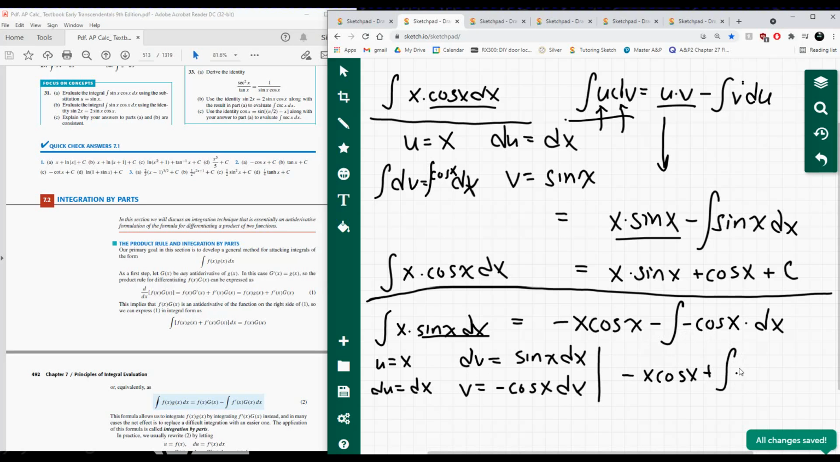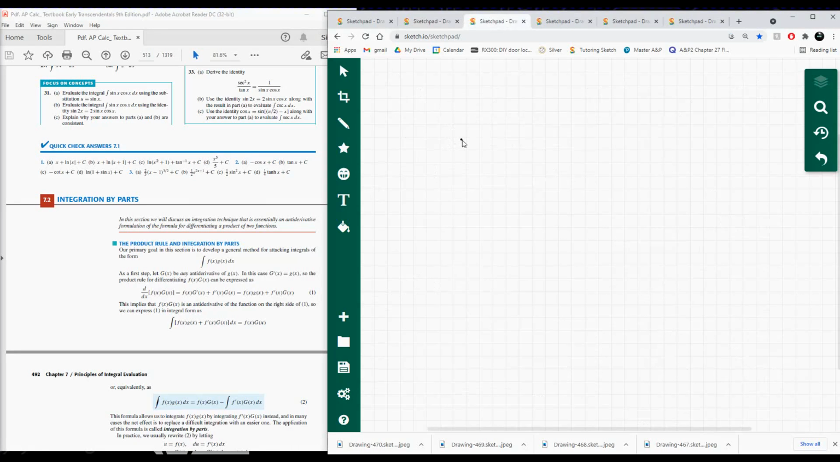All I've done is just distribute the negative cosine of x dx. And we know that the integral of cosine of x is going to be sine of x plus c. Another type of integration by parts problem is the integral of x times e to the x dx.